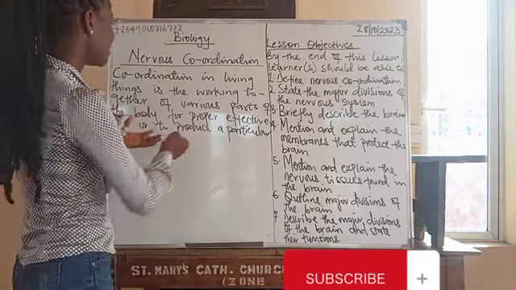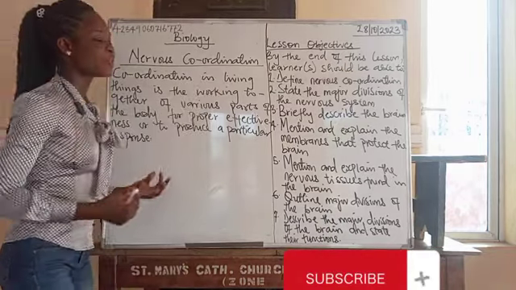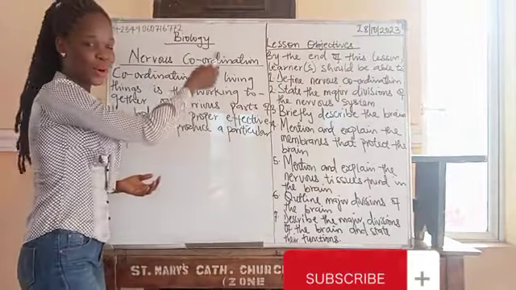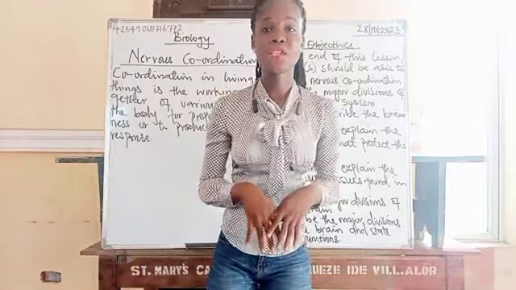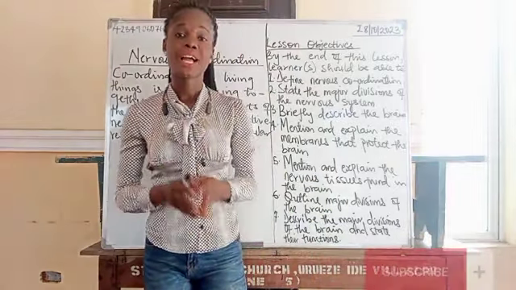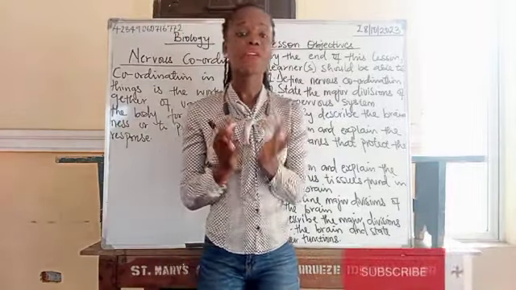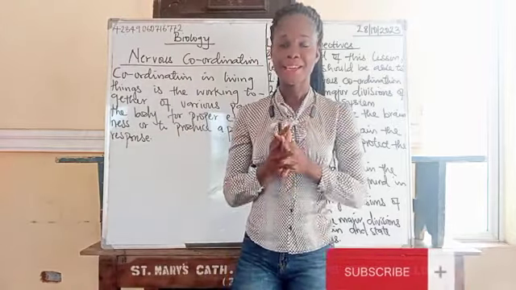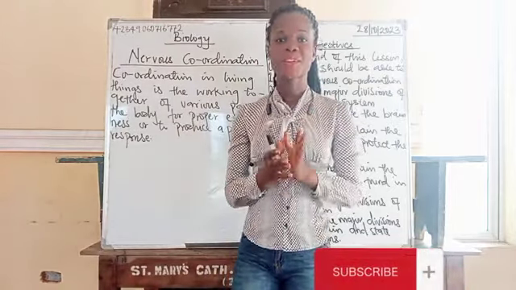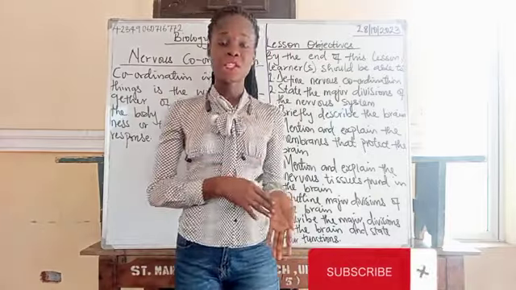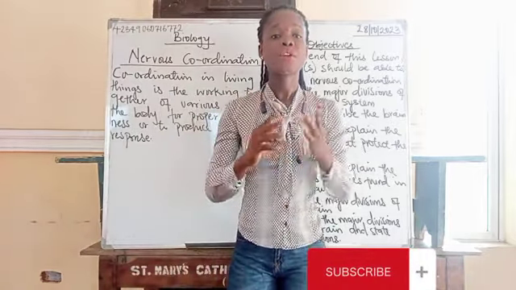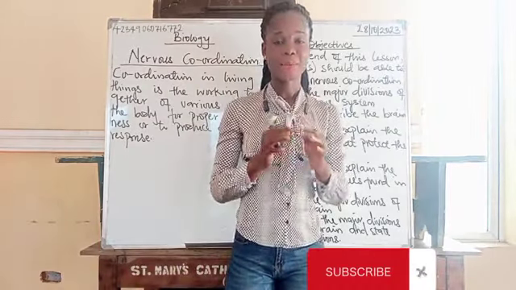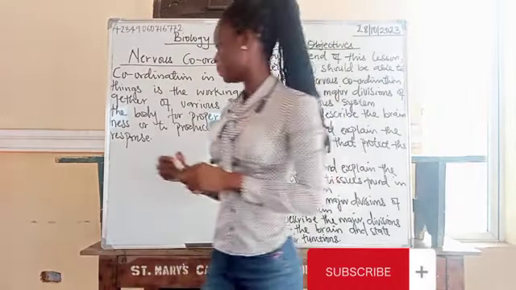Having seen the definition of coordination, now let us look at the definition of nervous coordination. I will say that nervous coordination is the control and regulation of various bodily activities by the nervous system. I repeat, nervous coordination is the control and regulation of various bodily activities by the nervous system.